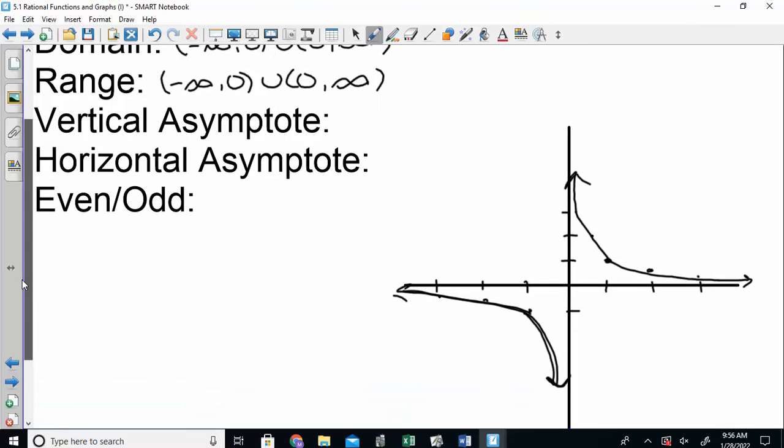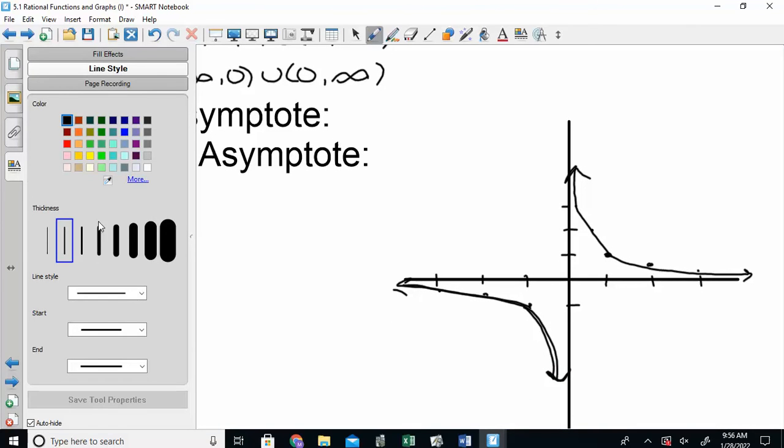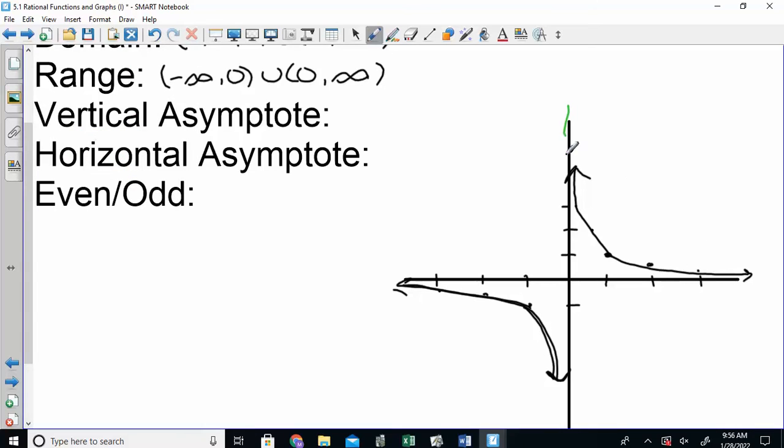Okay. So this graph has a vertical asymptote. A vertical asymptote is a vertical line that we get close to and don't actually touch. We usually draw those as dashed lines. It's just the y-axis. The equation of a vertical line is always x equals a number. In this case, it's x equals 0. So it's that one thing that it couldn't be in the domain. That's where we get a vertical asymptote.